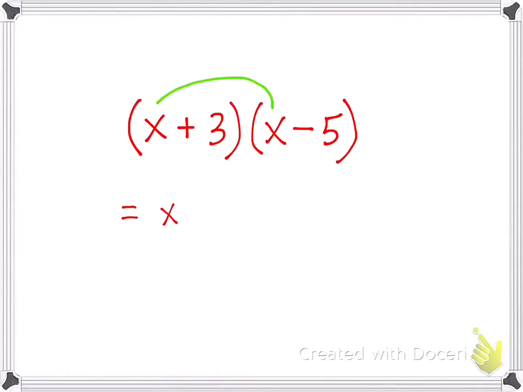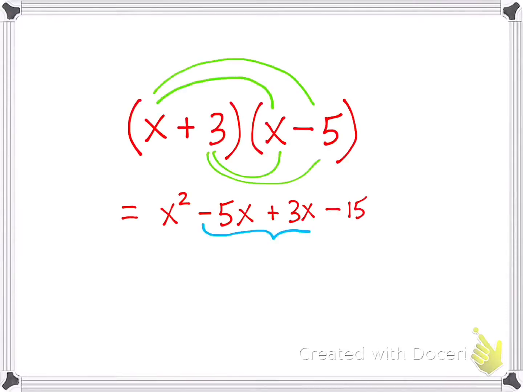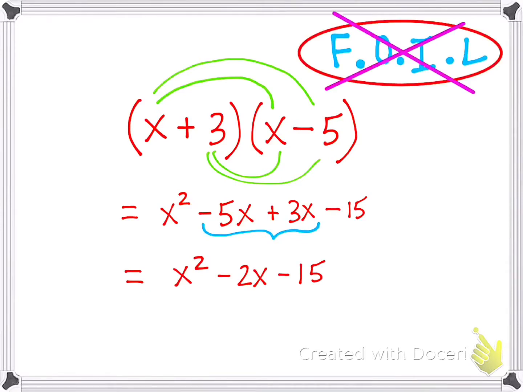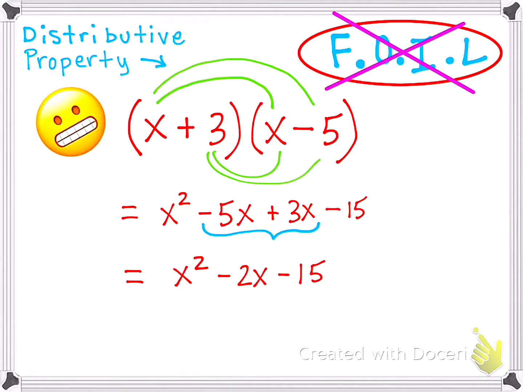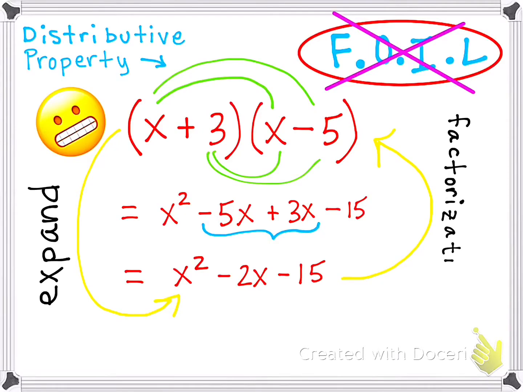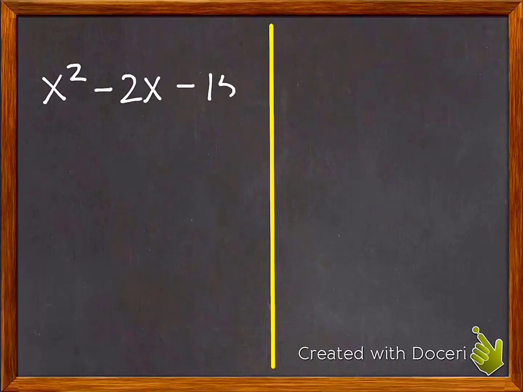You've probably seen this in the past, and they probably refer to it as FOIL. But I'm here telling you that that is bad language. It is called the distributive property, where in this direction, we have the expansion process. In the backwards direction, we have the factorization process. Let's look at the factorization process.